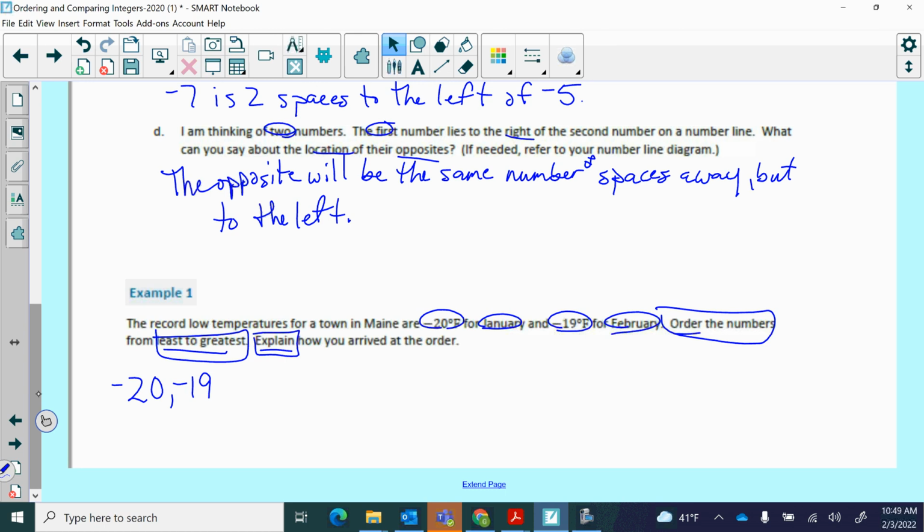You got to be careful. You can't really say farther than 0. Because 7 is farther than 0 from 0 than 5. Is 7 less than 5? No. So you have to rethink about that. You're on the right track. So where is negative 20 in relation to negative 19 on the number line? Negative 20 is right of negative 19? It's left of negative 19?